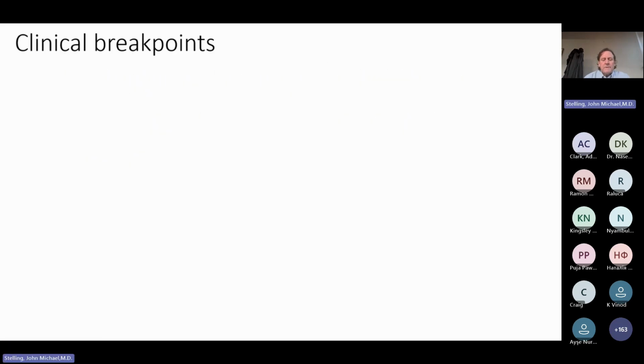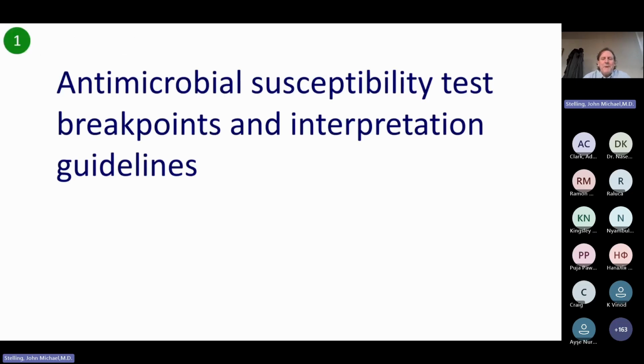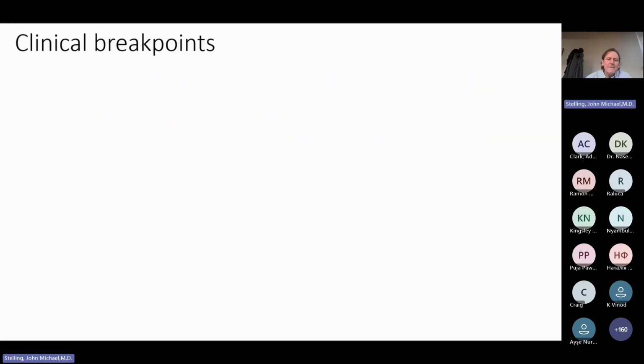Okay. So a common question is what breakpoint? I get the question all the time. John, I'm working in an animal lab. Which breakpoint should I use? Easy question, difficult answer, complicated answer. Should I use the clinical breakpoints or these things called epidemiological cutoff values?